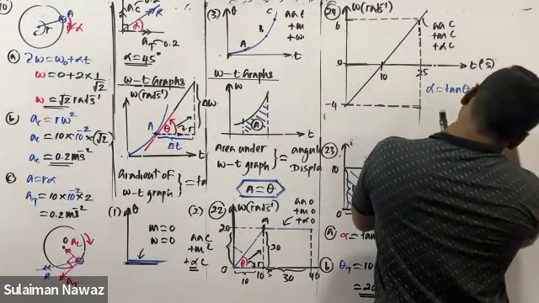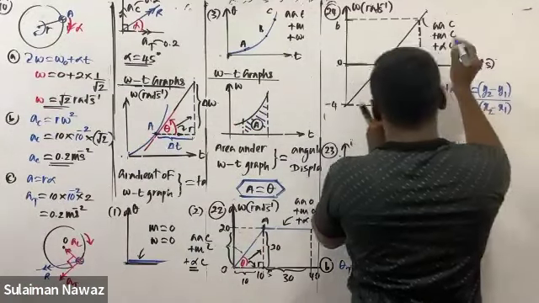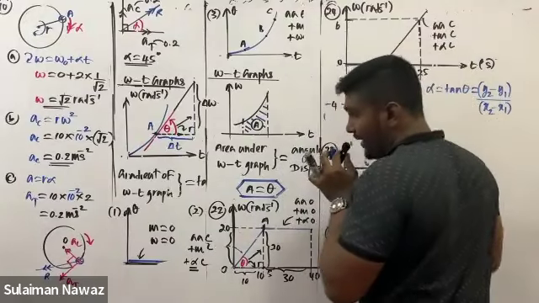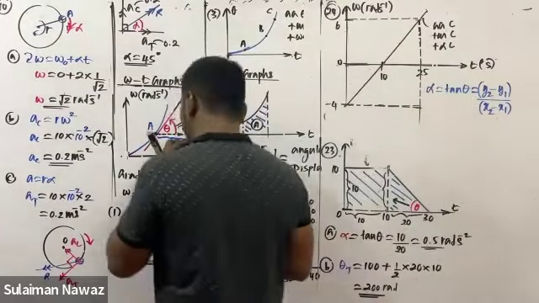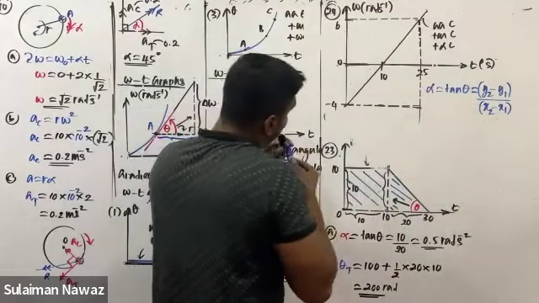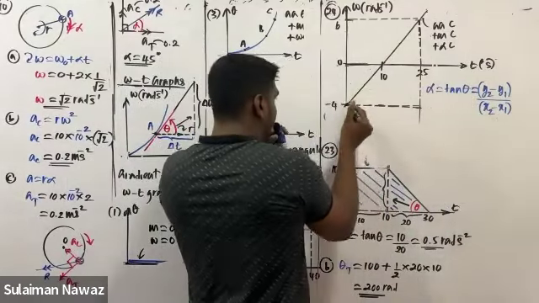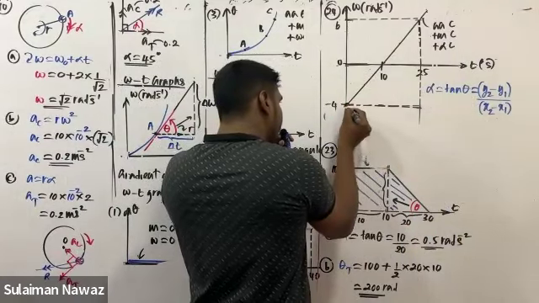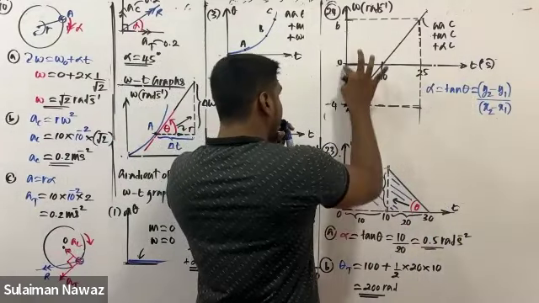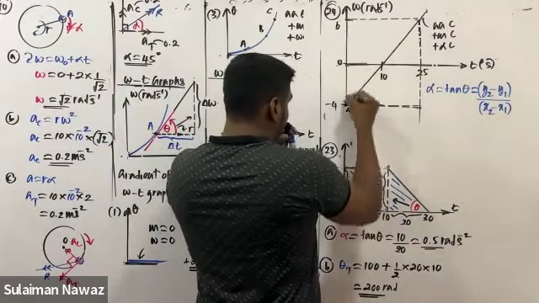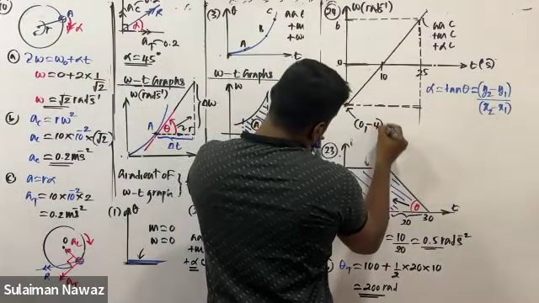x2 minus x1. So who is my y2, x2, y1, x1? Now this one will be my x1, y1. What are the coordinates of this point? This point's x value is 0, y value is -4.